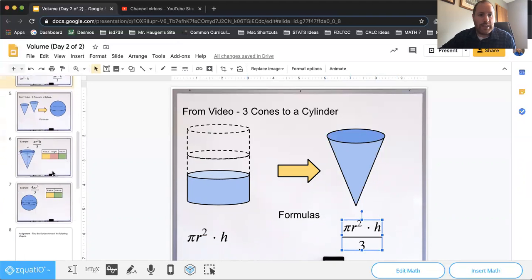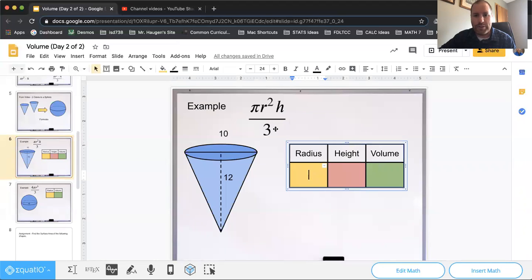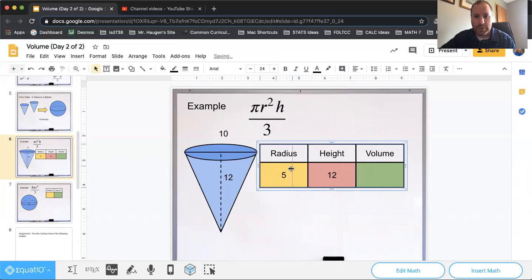Okay, let's look at an example of how we would utilize that. Here again, I put my example. I'd need to find, okay, what's the radius of the circle? Remember, radius is only halfway across. The height here is 12. So that means the volume in this piece here, I'm going to shorten these up just a little bit so we have some room to write the volume.